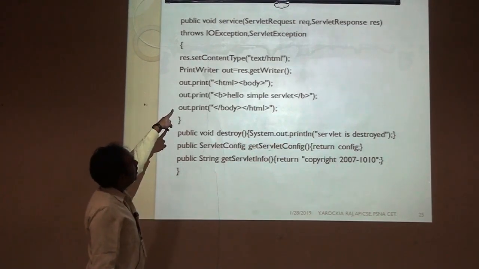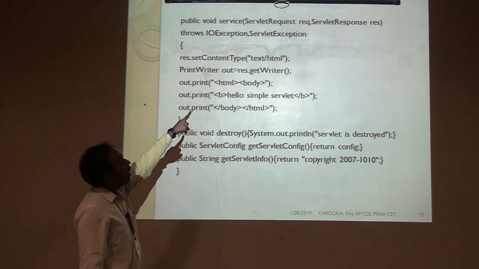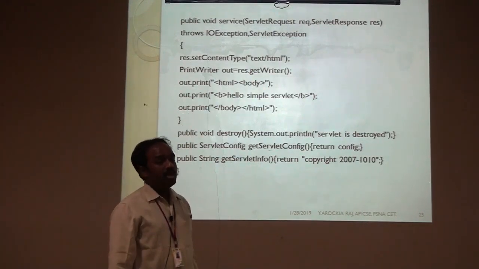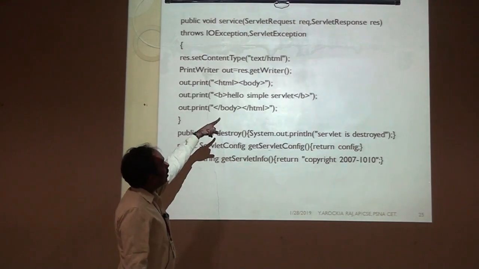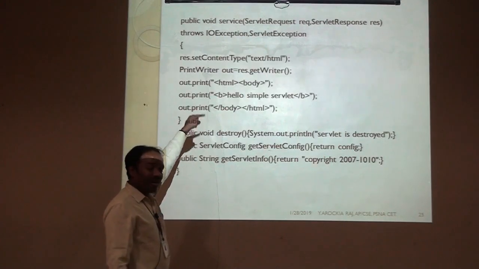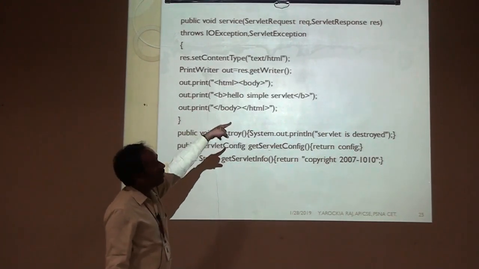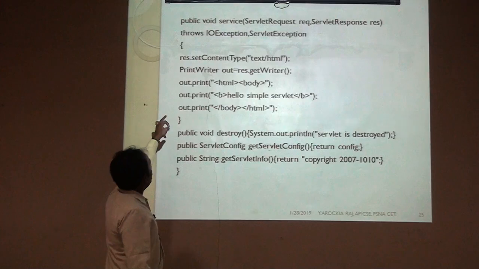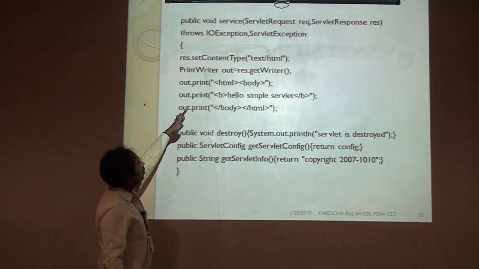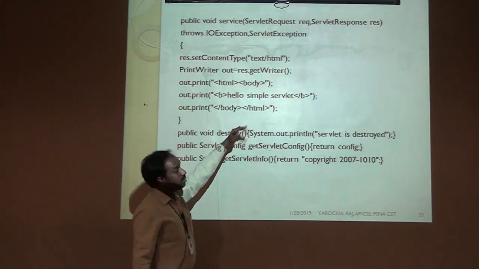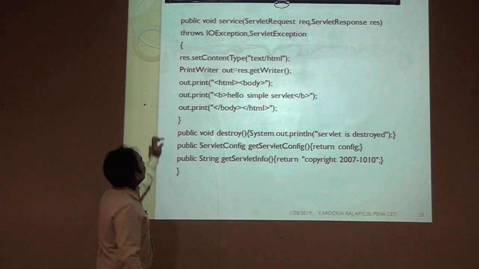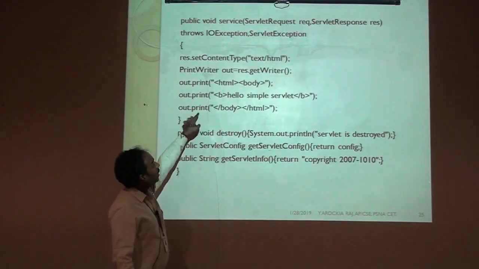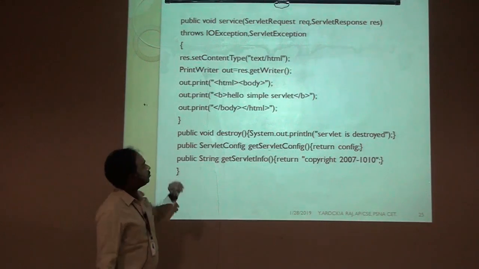And then our next line is PrintWriter out = res.getWriter(). We discussed this in the last program itself. The data we write inside out will be written in the response object. Here I am just writing three lines: out.println of the HTML tag, out.println of the hello simple servlet message, and then out.println closing the HTML. These three lines will be written in that response object, right?